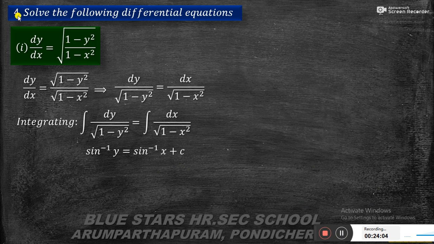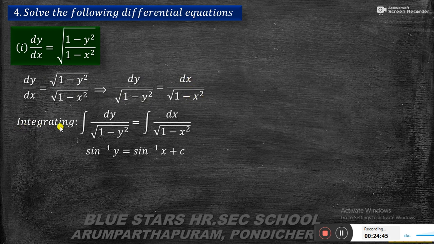Now we discuss the fourth problem. Solve the following differential equations. Subdivision 1: dy by dx equal to square root of (1 minus y square) by (1 minus x square). So now, in the next step, I separately take the square root for numerator and denominator. So I write dy by dx equal to square root of (1 minus y square) by square root of (1 minus x square), which implies, in the next step, I group the y terms in the left hand side, x terms in the right hand side. So this square root of (1 minus y square) I write in the left hand side. So I write dy by square root of (1 minus y square) equal to dx by square root of (1 minus x square).